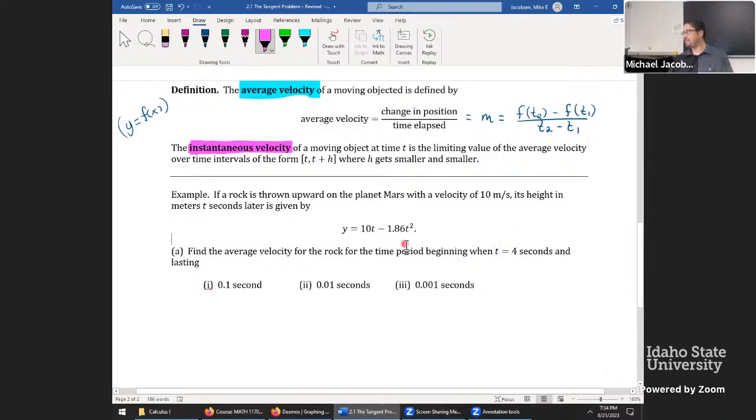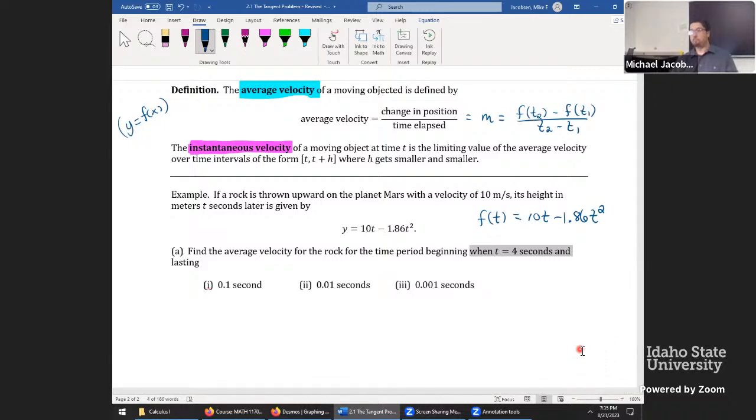Already this might feel kind of strange because I have a y function. This is saying find average velocity. Remember, y is f of x. This is the formula I'm using right here. And so as a helpful reminder, it's not a bad idea to just put in here f of t equals 10t minus 1.86 t squared. So that's just a reminder how we're moving through the formula right here to calculate all of our average velocities. We're going to do it first at 0.1 seconds, 0.01 seconds, and 0.001 seconds after time is 4 seconds. Well, any questions at all, folks, before we start breaking down this problem?